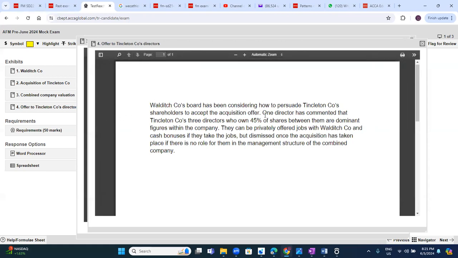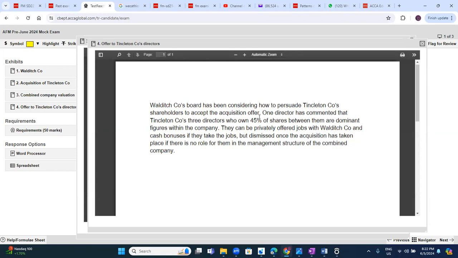The W company board has been considering how to persuade 10 company shareholders to accept the acquisition offer. So for example, I'm the acquirer and I want to acquire your company and you are the board member. One director has commented that 10 company, 3 directors own 45% share between them, a dominant figure within the company. They can be privately offered jobs with W company and cash bonuses if they take the job, but dismissed once the acquisition has taken place if there is no role for them in the management structure of the combined company. So if I'm the acquirer, this is quite an unethical offer from me.